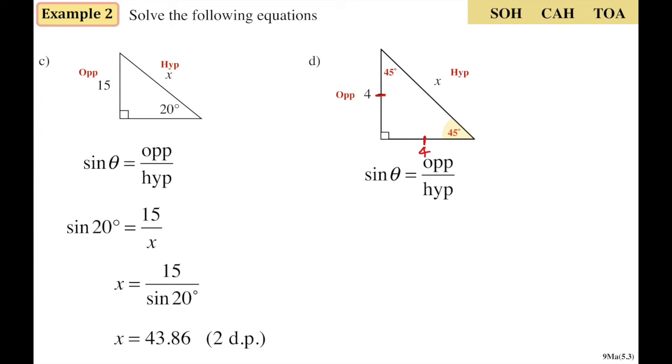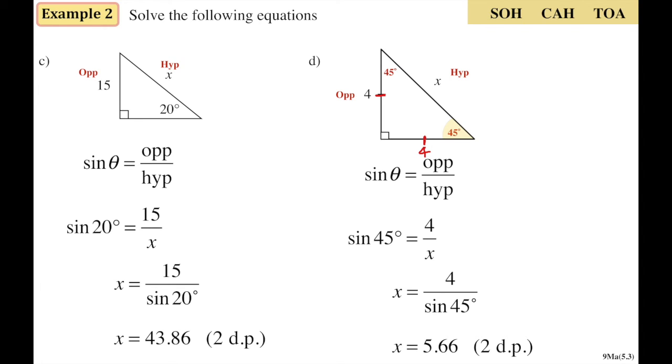So using my 45 degrees here and opposite and hypotenuse, it's a sine question because sine is opposite over hypotenuse. Sine of 45 degrees is 4 over x, but the x is on the bottom. So we're going to play switchies. Switch the x and the sine 45, and you get x equals 4 over sine 45, which is 5.66.